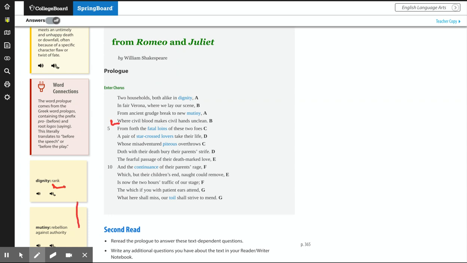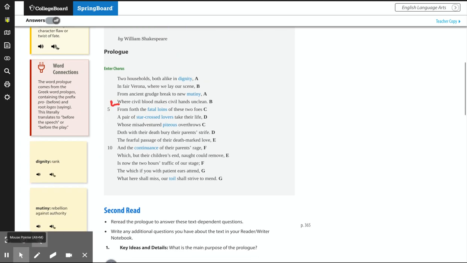So I look again, it's blue. So I look down and I see that a mutiny is a rebellion against authority. So I have a rebellion against authority. So someone not in authority is fighting out against the rules or against the parents or against something. And so we have an old grudge that breaks into a new fight.